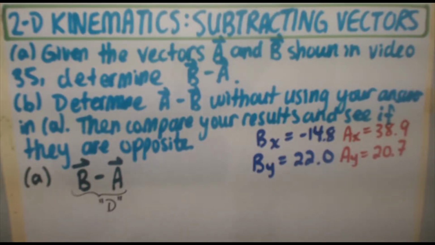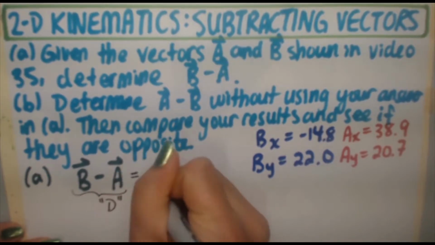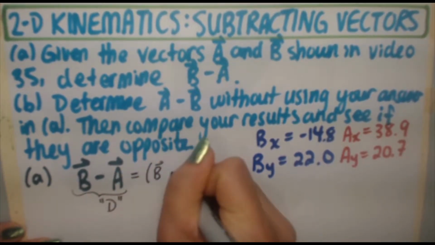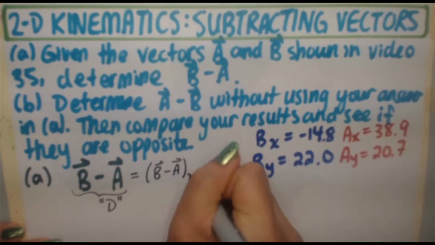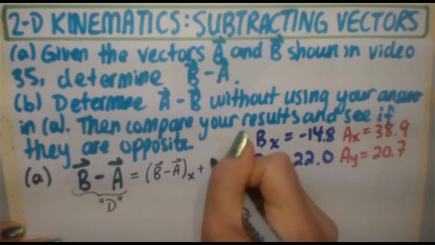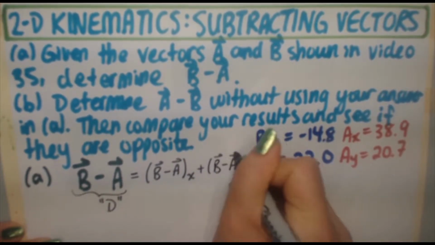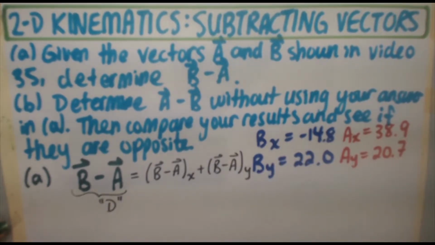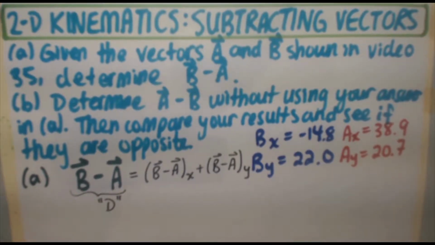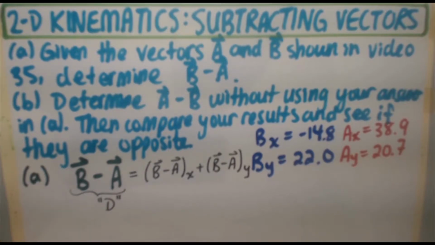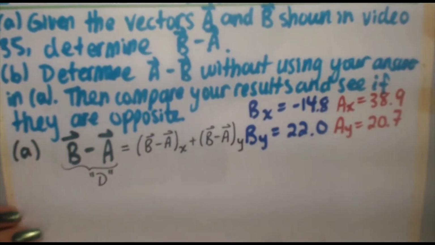Understanding that it's just another vector tells you that it's going to have an x component and a y component. In other words, I can rewrite this: B minus A is going to be B minus A with an x component and B minus A with a y component. Just like in the previous video, we're going to find the x component and the y component, and then combine them together to get our final answer.